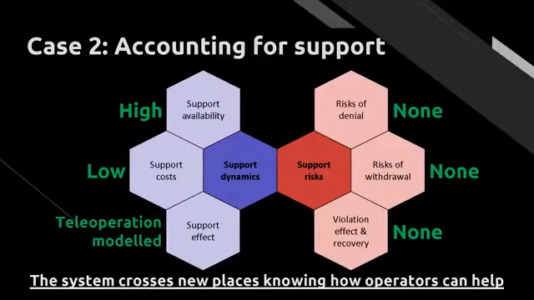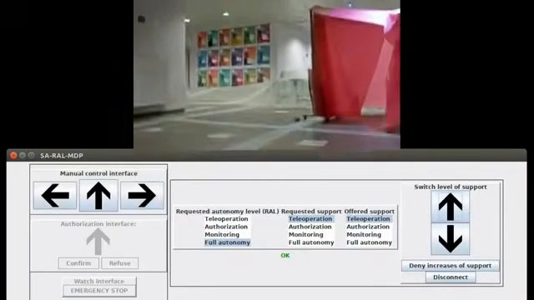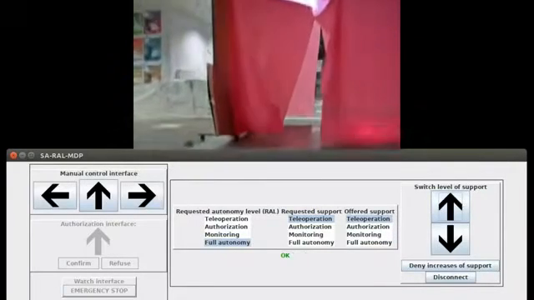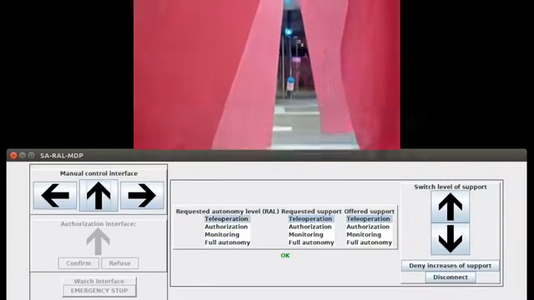The second variant is very similar to the first, except that the system is given a model of the consequence of the action of the operator. This way, the system knows that by asking for teleoperation, the human operator can help the system to cross an area that the system would not have crossed on its own.